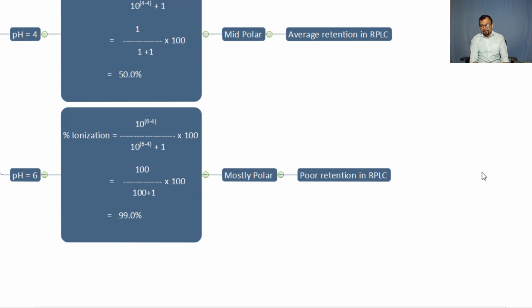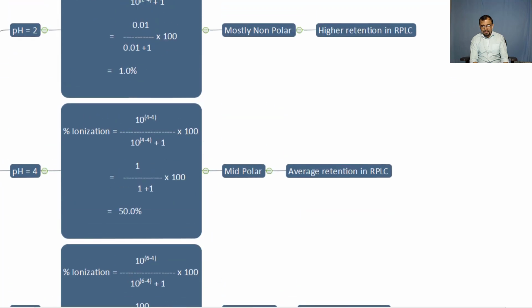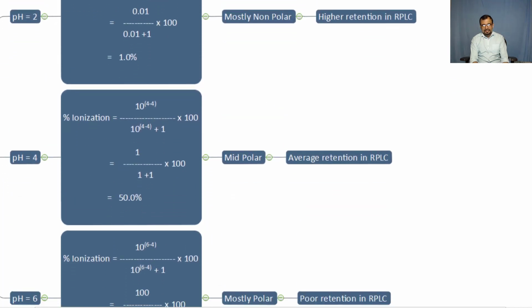So if you ask me how will be the retention of the same compound at pH 2, 4 and 6, the answer is at pH 2 the compound will have the higher retention time. At pH 4 it will have the average retention time. At pH 6 it will have the very poor retention time. So this is the way you can manipulate the retention time of the compound just by changing the pH.